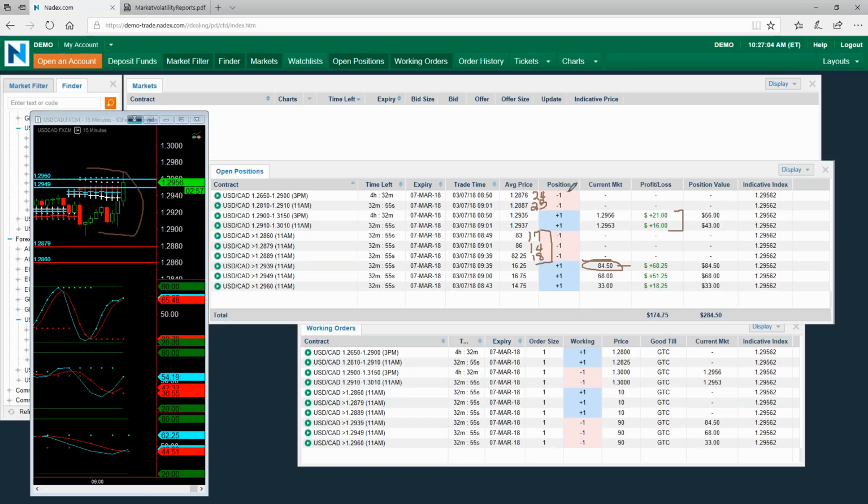Okay, if it's red, it's bearish. If it's blue, it's bullish. That's how you distinguish between a bear or bull position. These are all bearish. These are all bullish.